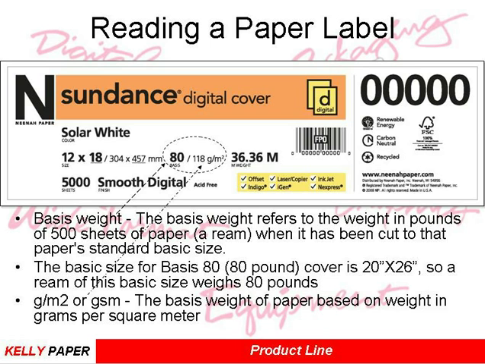Paper is also expressed in weight by the grams per square meter, or g/m², also known as GSM. Many digital printing machines use this term, or one of these terms, in the owner's manual.